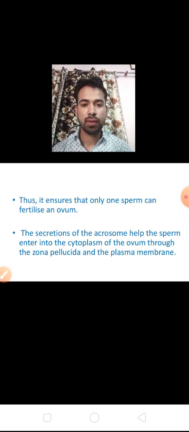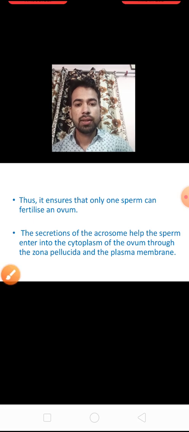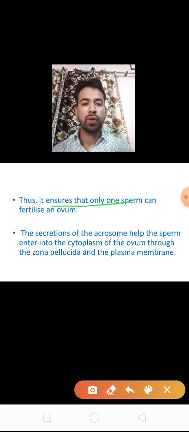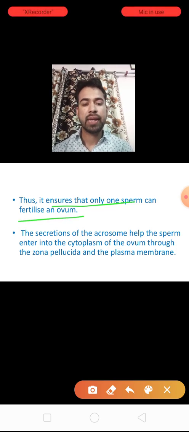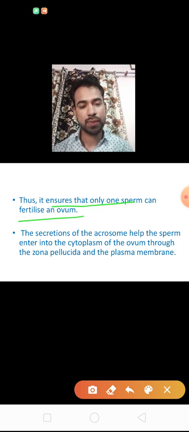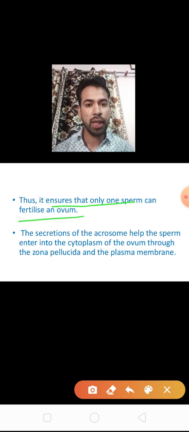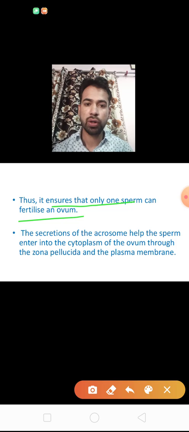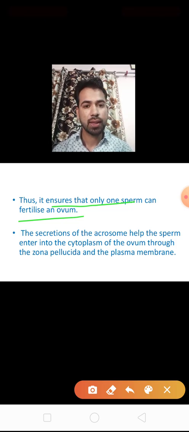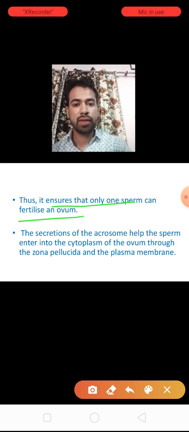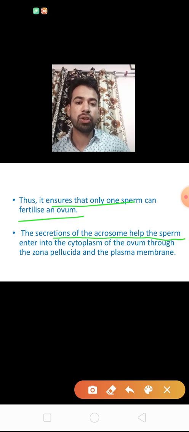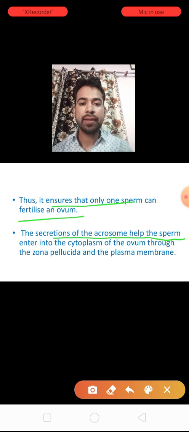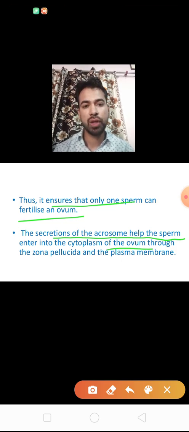Next, see, thus it ensures that only one sperm can fertilize the ovum. Okay, as I told you, only one can enter into the ovum, others will not. Okay, clear? Now children, the secretion of the acrosome helps the sperm to enter into the cytoplasm of the ovum.